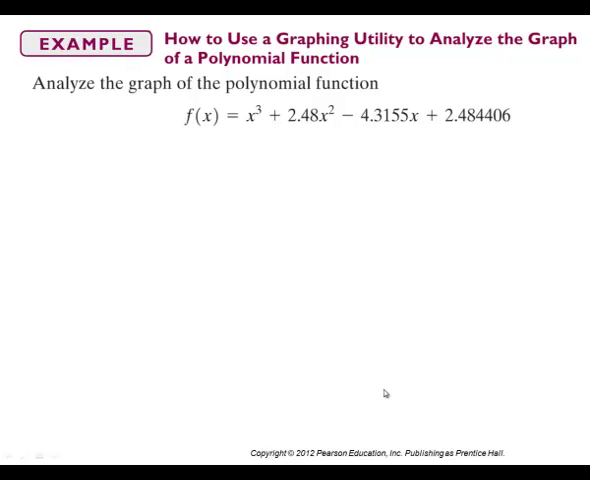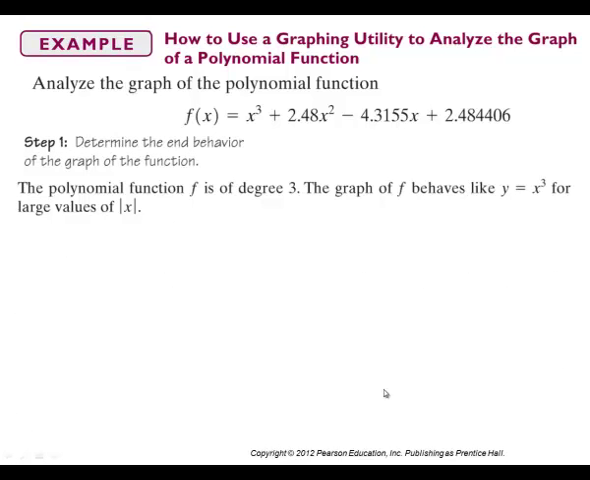Okay, analyze the graph of the polynomial function. Okay, so we have a leading exponent of x cubed, so we know it's going to be up and to the right, down and to the left. And it's going to have at most 2 turning points in it. Okay, so we know that's going to be like an x cubed.